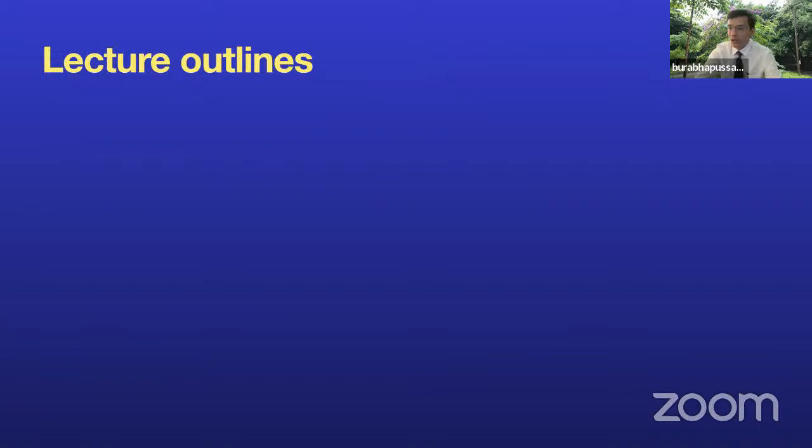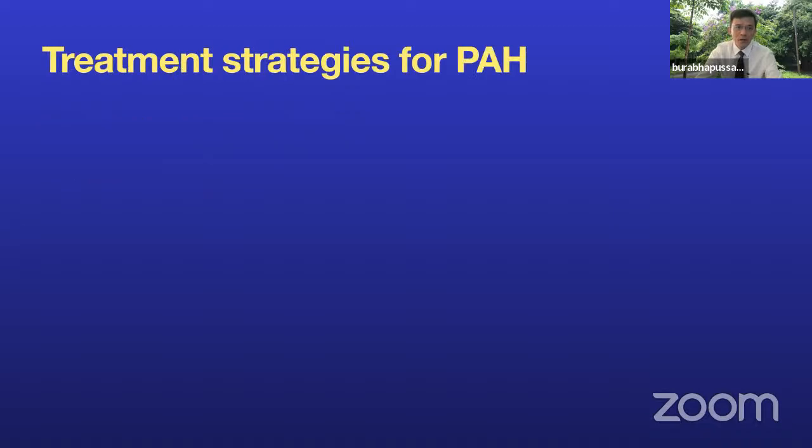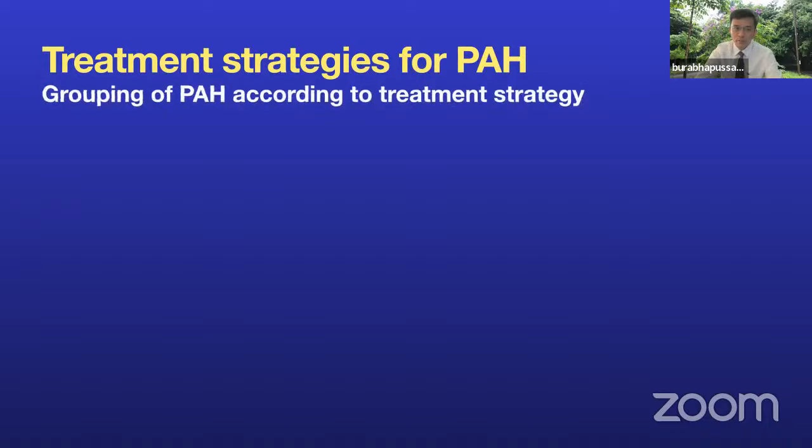So the lecture outline today is going to wrap up two important topics in PAH, including the risk assessment and the treatment of PAH, which are two topics that we mostly integrate and talk about together. So I will start with the treatment strategies of patients with PAH. As we know, PAH is group 1 of PH, which includes many categories inside this group 1. So before starting treatment, I think we have to group the patients according to the required treatment strategy first.